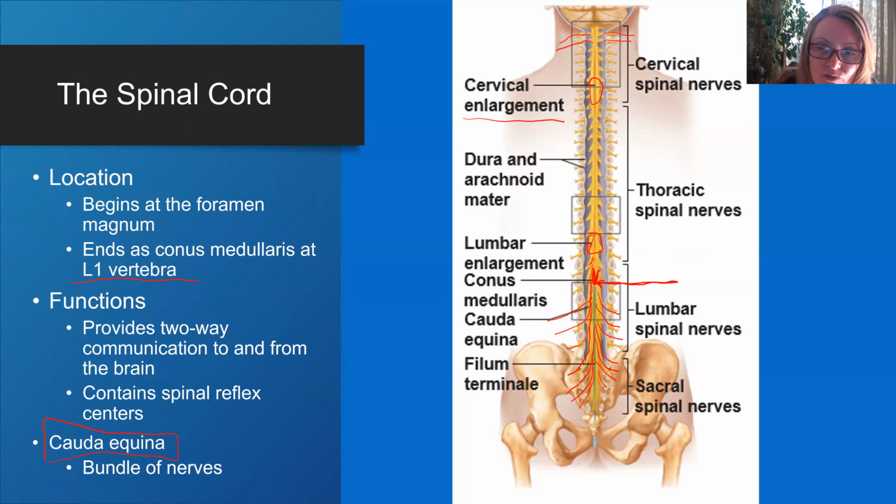And then you have this shown here in green. This is a connective tissue, and it's called the filum terminale. That's a connective tissue that attaches your spinal cord to the sacrum and coccyx. So it keeps it in place.